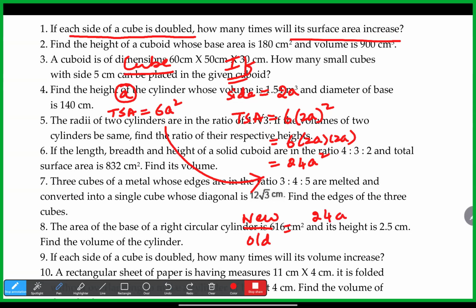So 24A square is the new one, 6A square is the old one. A square will get cut. 6 fours are 24, so 6 into 4 is 24 and 6 cancels, which means 4 times it increased.